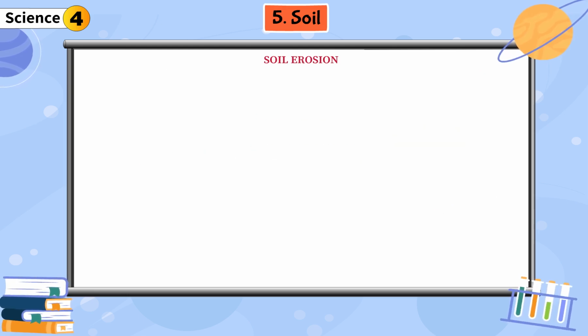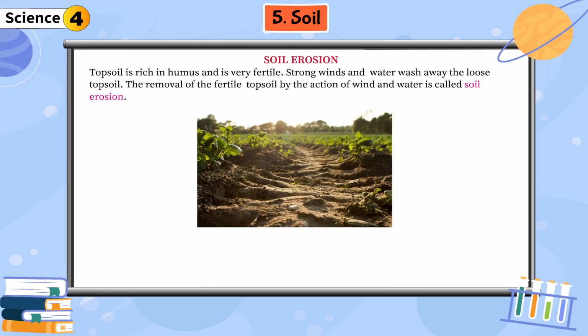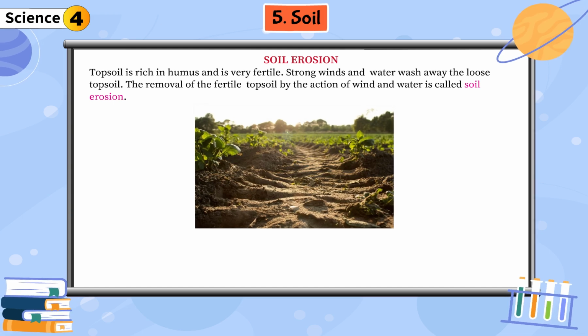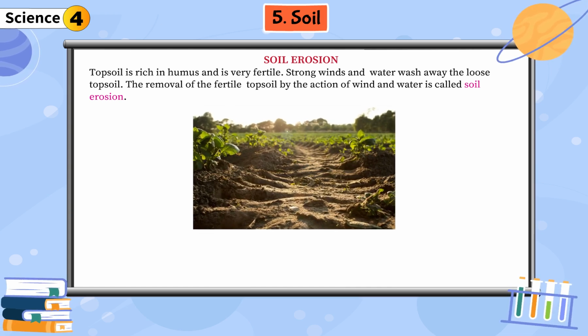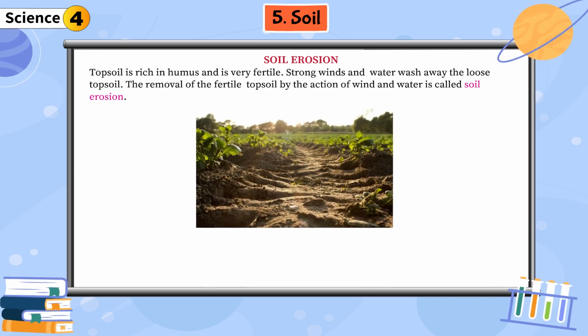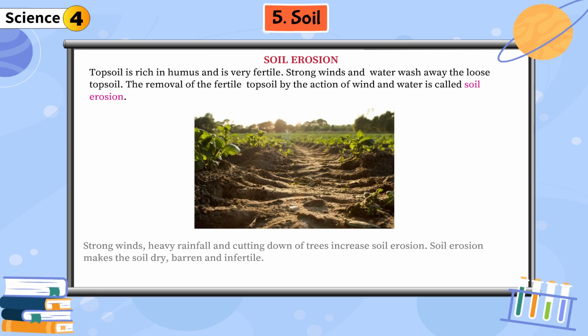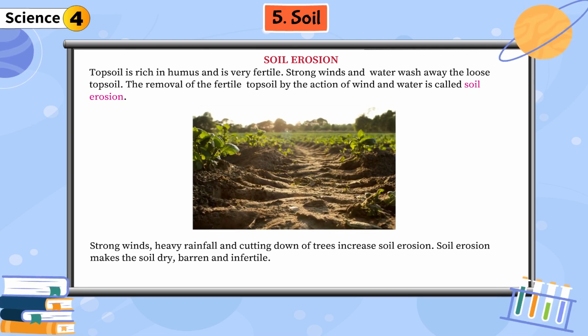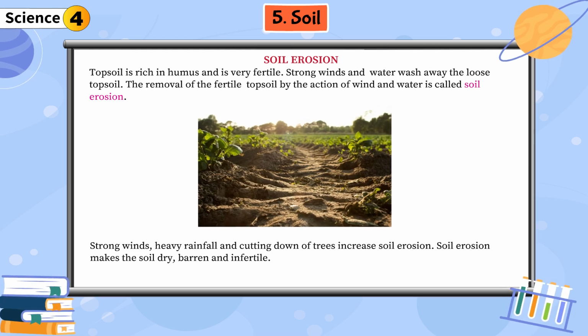Soil erosion. Topsoil is rich in humus and is very fertile. Strong winds and water wash away the loose topsoil. The removal of the fertile topsoil by the action of wind and water is called soil erosion. Strong winds, heavy rainfall, and cutting down of trees increase soil erosion. Soil erosion makes the soil dry, barren, and infertile.